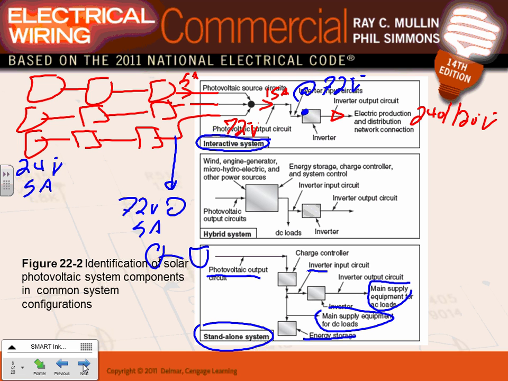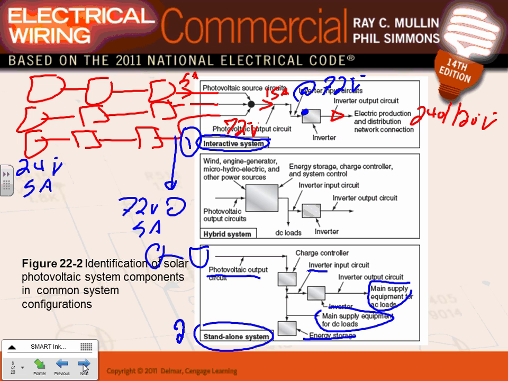But because you don't have a grid, at night, what are you going to do? You need to have batteries so you can charge the batteries during the day, and at night you can invert the power coming out of the batteries into AC and dump it across your house. This is called a standalone system. This system is called standalone. There is no utility.